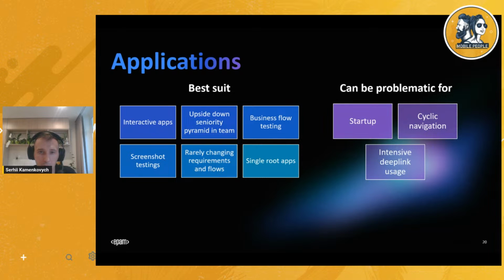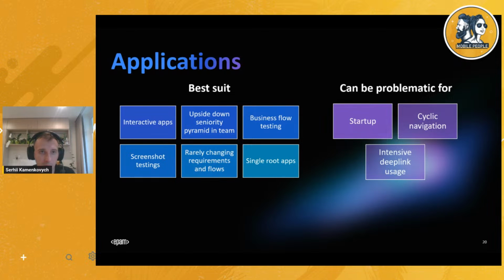And also intensive deep link usage. So if you have a requirement that the user should be able to navigate deep inside your app with some URLs, it might also not be the best choice, because you will need to handle all the outer states to be created properly just to navigate to this inner thing. So it might be problematic here, but that's possible also.